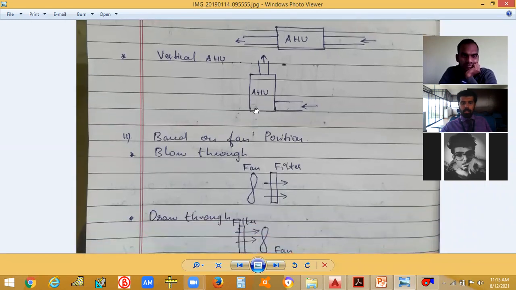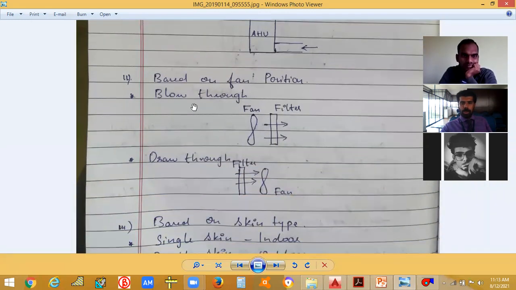Now the second one is based on fan position. Sometimes you can have a blow through and a draw through. Blow through means the fan will be first and then there will be a filter, and through the fan the air goes through the filter. Next one is first there will be a filter, then there will be a fan. That is draw through. These are the different types of AHUs based upon fan position.